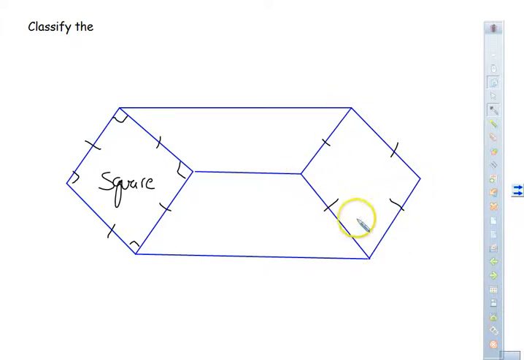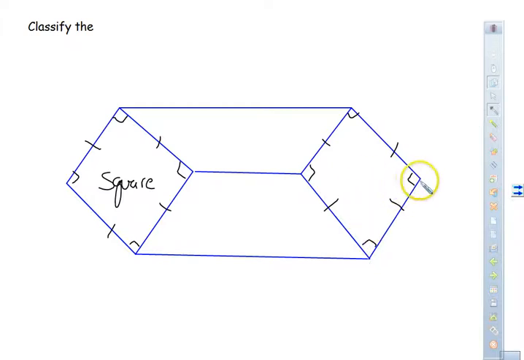Looking at this one over here, we have four congruent sides, but are these right angles? I suppose you could say that they are. It's a little difficult to tell. I think they're off by a little bit. If this is a right angle, then this would have to also be a right angle. So you could call that a square as well.